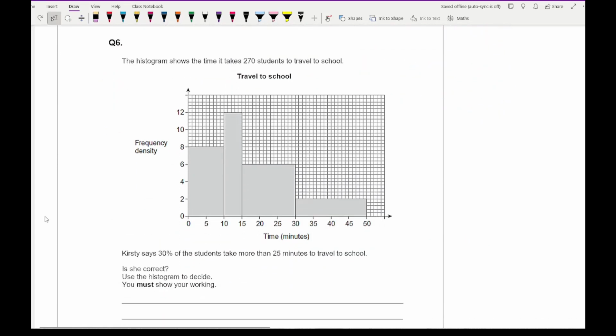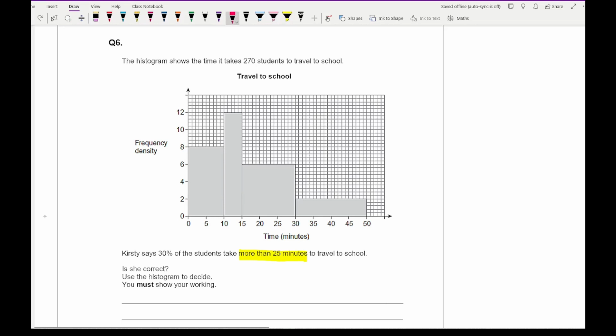Then moving on to question 6, it says the histogram shows the time it takes 270 students to travel to school. Kirsty says 30% of the students take more than 25 minutes to travel to school. Is she correct? Use the histogram to decide. You must show your working out. So first of all, we need to work out how many students from the histogram take more than 25 minutes.